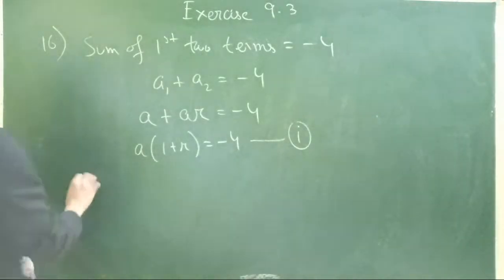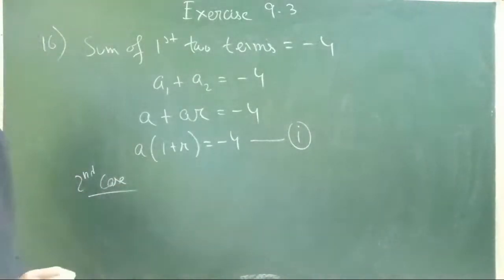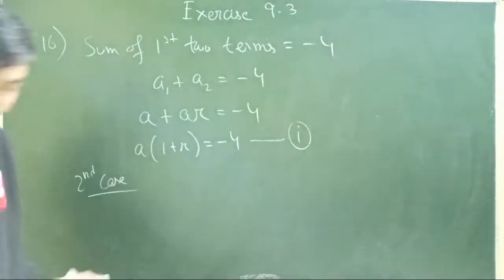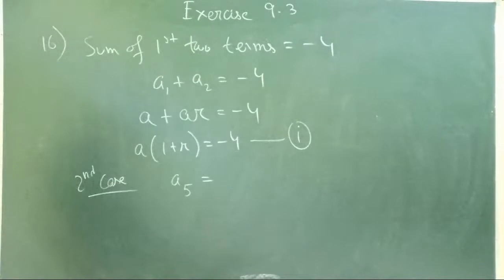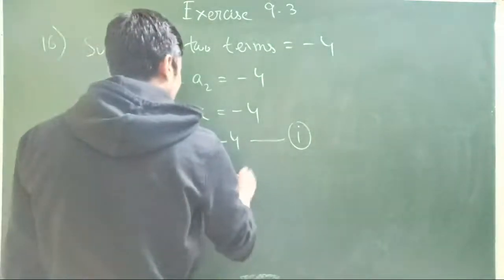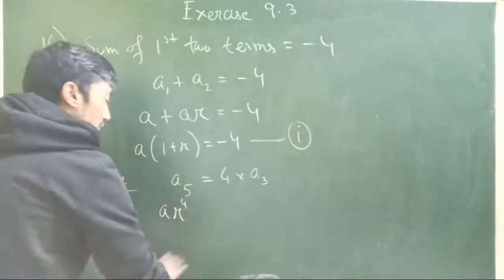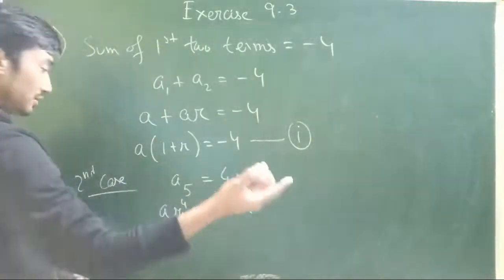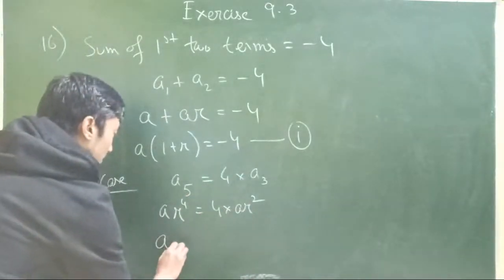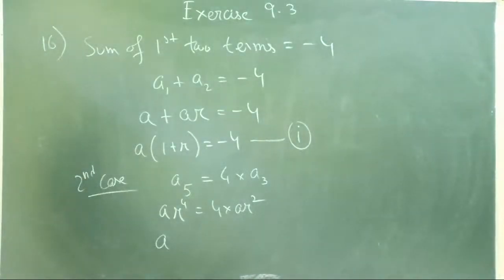Second condition tells us what? The fifth term is equal to 4 times the third term. 4 times the third term, no problem. That is AR power 5 minus 1, 4, is equal to 4 into AR square. 3 minus 1, 2. Alright. The fifth term is 4 times the third term.